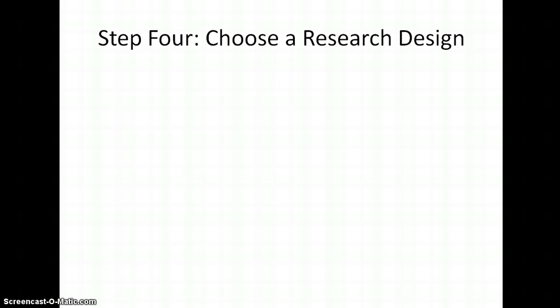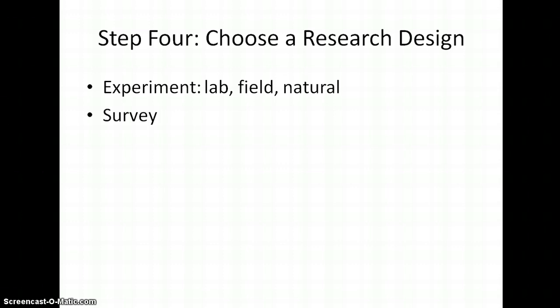Step number 4, choose a research design. There are several things available, quite a few actually. We could do an experiment in the lab, in the field. We might find a natural experiment where we have a treatment group and a control group, not because the scientists set it up that way, but it just happened that way. Or we could do a survey.